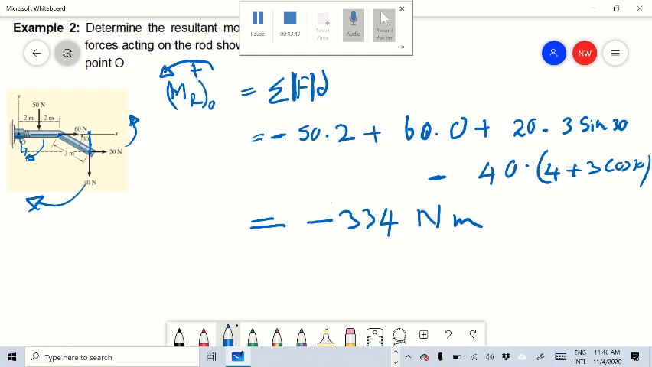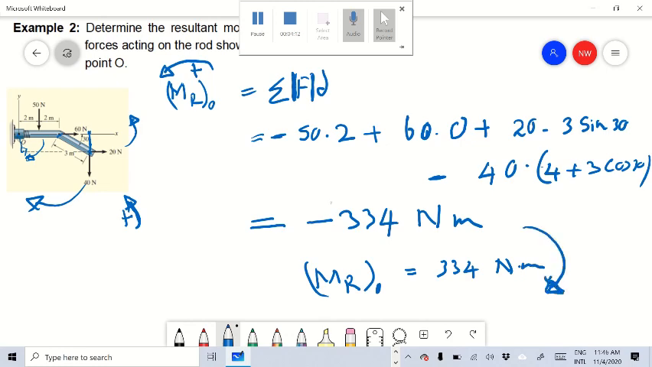We took rotation in this direction as positive. So this minus means our M naught is 334 Newton meters in this direction, in the clockwise direction, because we took counterclockwise as positive, so we got the minus sign. Which means that the resultant moment of these forces about point O is in the clockwise direction.